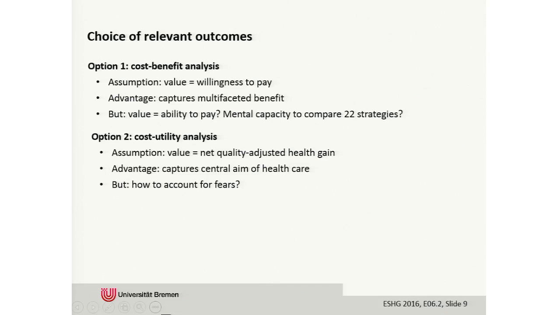So you have the quality adjusted health gain. You would look at the net health benefit, so you compare the health you gain from this use of scarce resources with the health you could have gained elsewhere. This has the advantage that it captures a central aim of healthcare. Somehow it is about producing health or about making people healthy. On the other hand, there are many aspects which can be criticized regarding this approach.